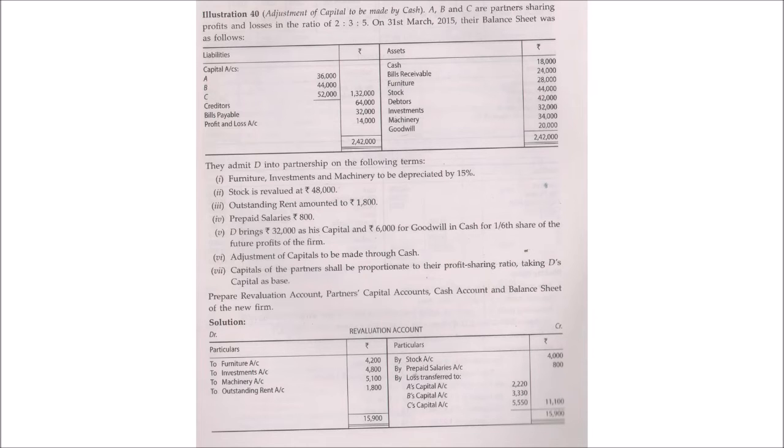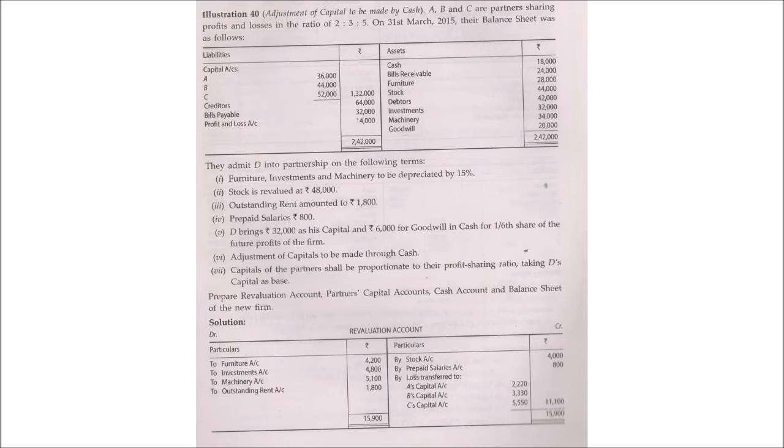Then deduct 4,800 from this 15,900. You are getting a balance of 11,100 rupees. Divide this 11,100 rupees among old partners in their old profit sharing ratio. Now in the particulars column, you have to write by loss transferred to A's capital, 11,100 multiplied by 2 by 10. B's capital, 11,100 multiplied by 3 by 10, and C's capital, 11,100 multiplied by 5 by 10.